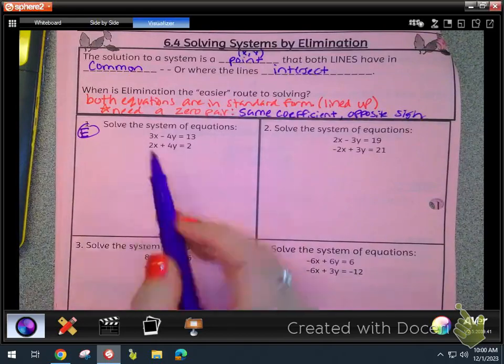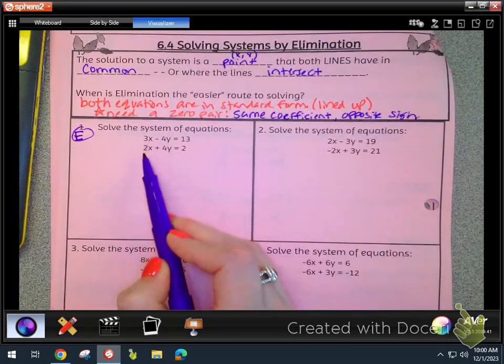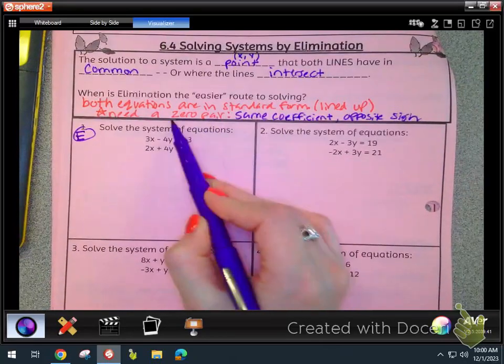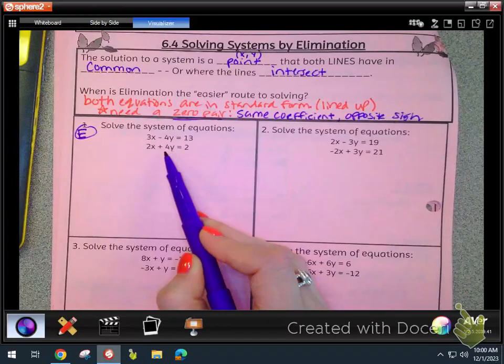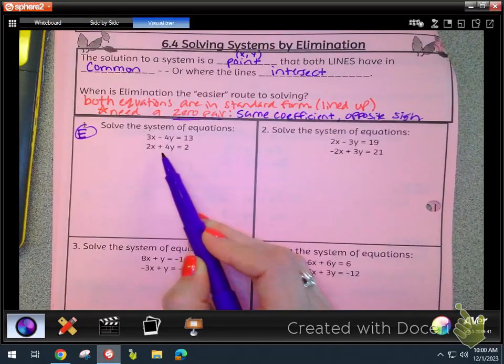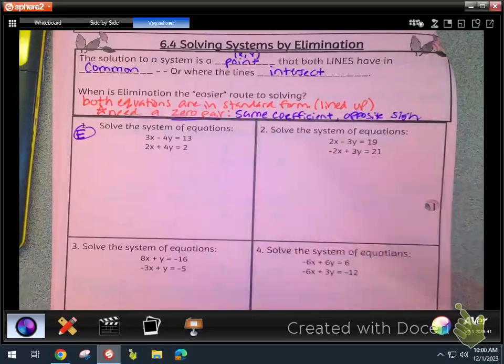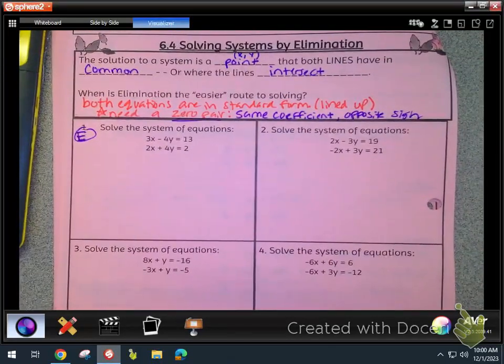So let's analyze our x's. What are the coefficients of my x's? 3 and 2. Is that a 0 pair? No. So let's look at the y's. What are my coefficients of my y's? -4 and +4. Is that a 0 pair? So let's take out the y. We don't even have to change anything.